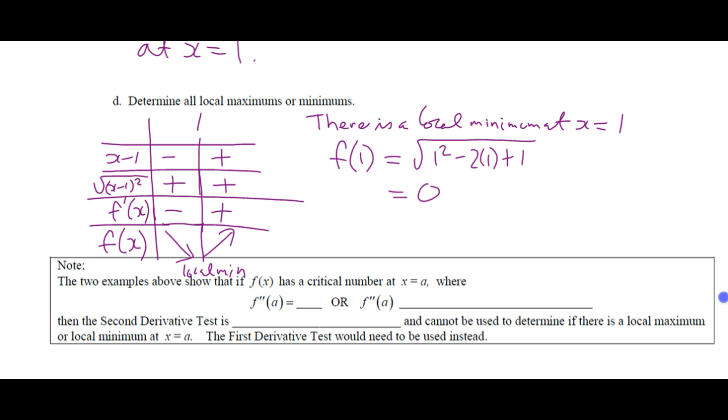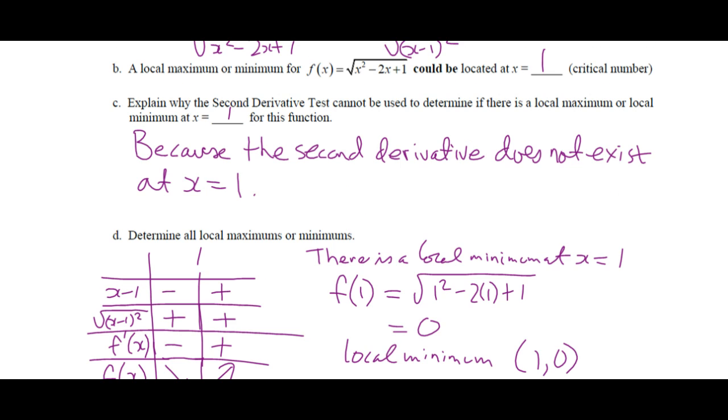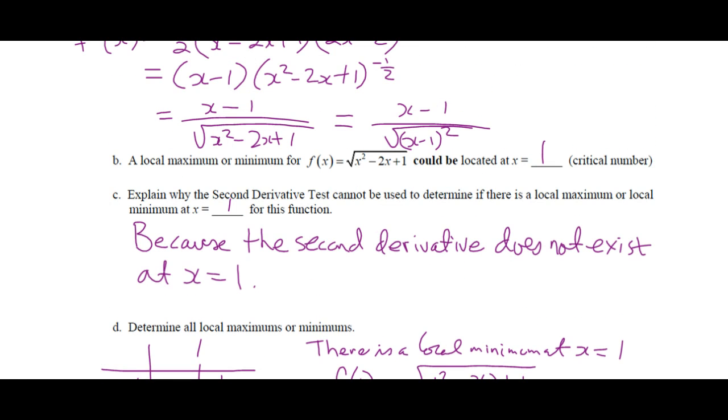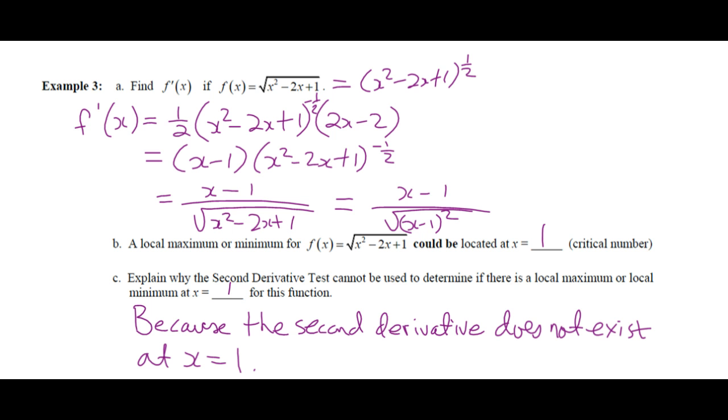We knew that, right? Because the thing is just x minus 1 squared. So local minimum 1, 0, right? 1, 0. You know what this graph looks like? Not really. I mean, think of it. So it's the square root of this.